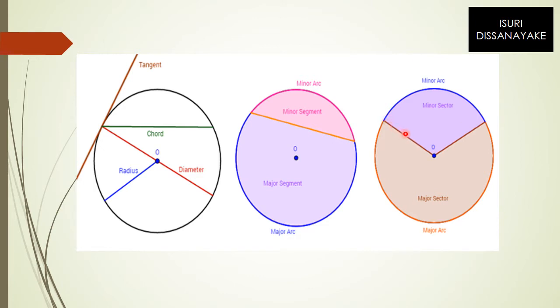So when the minor arc is connected with the radius, you call this the minor sector. You can see the difference between the minor segment and the minor sector. Minor sector is connected with the radius. Minor segment is connected with a chord.